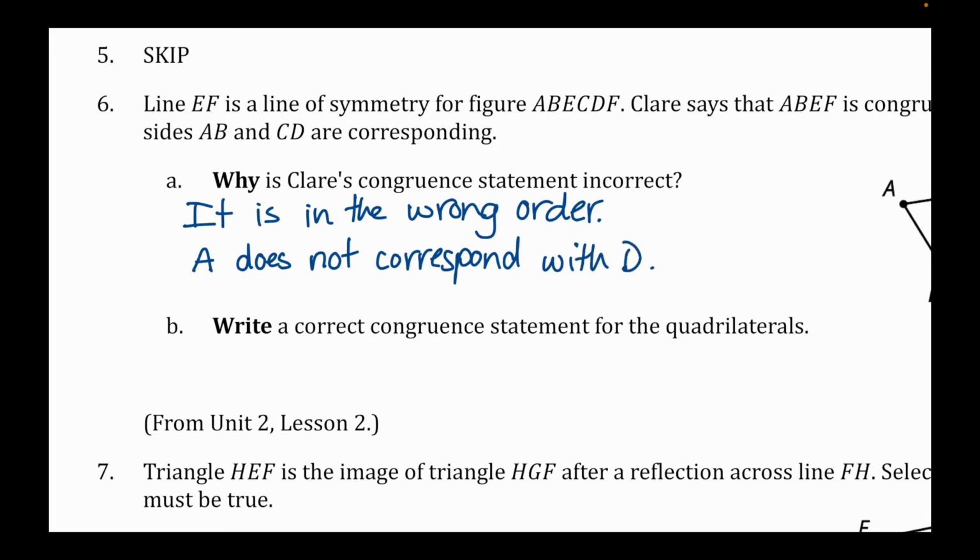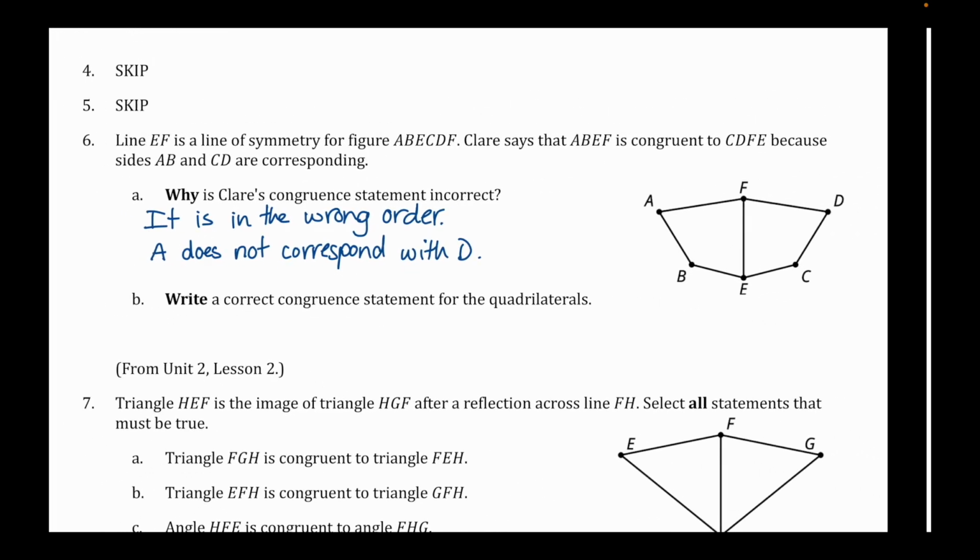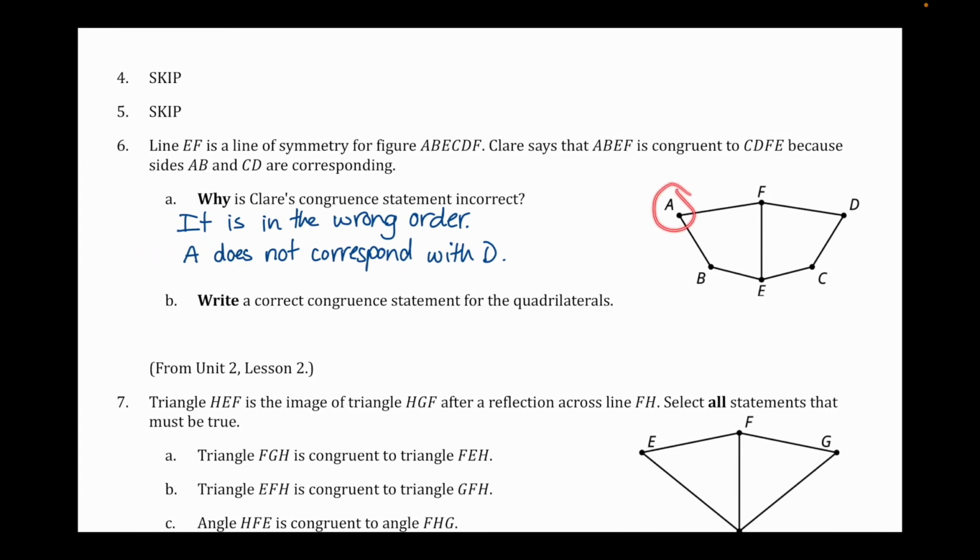Okay. So we want to write the correct one, which means if we're starting at A, then we're starting at D. And she goes from A to B to E to F. And she is right that A, B, and C, D correspond. But since she's going from A to B, we need to start at D and go to C.